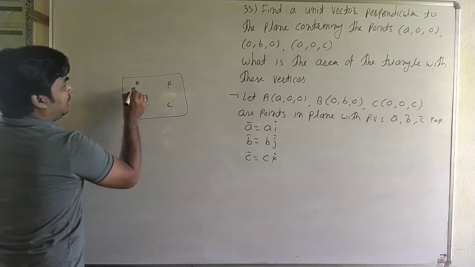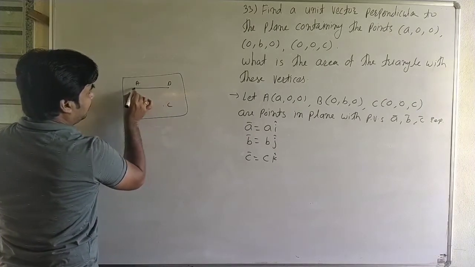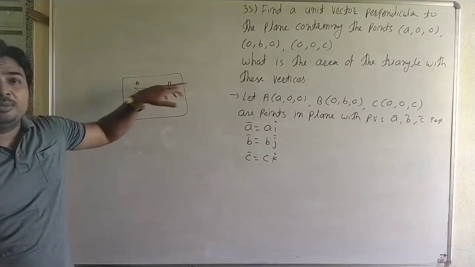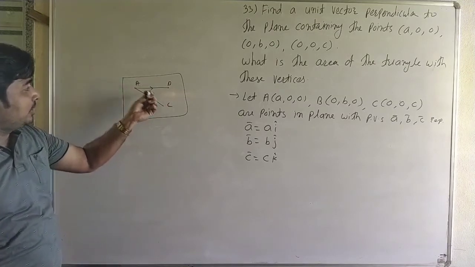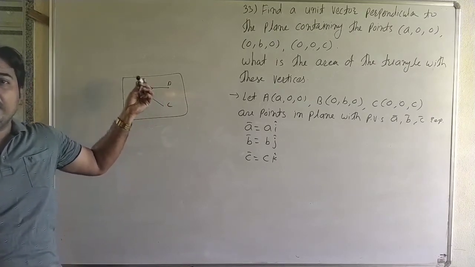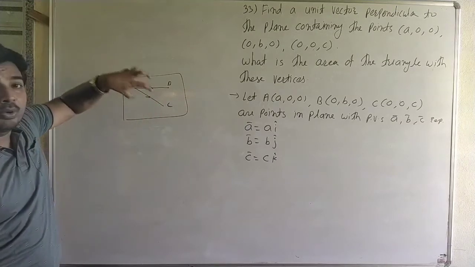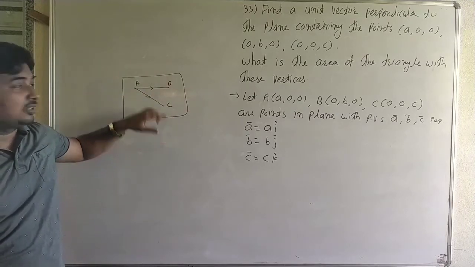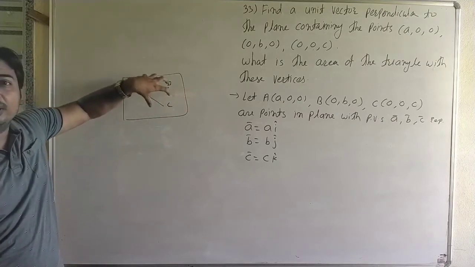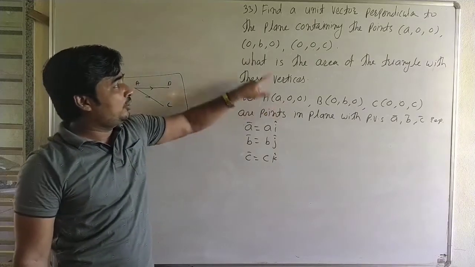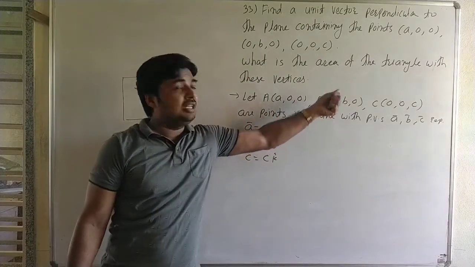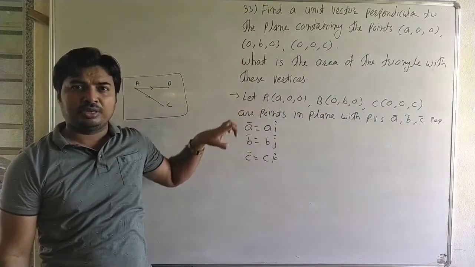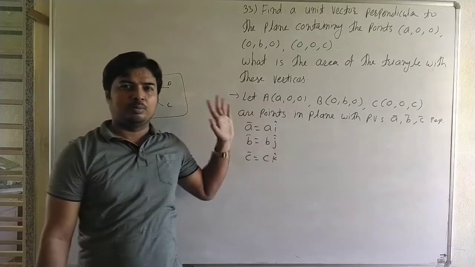So we find the vector perpendicular to the plane of vectors AB and AC. Here we find the vector which is perpendicular to AB and AC, and that means the vector perpendicular to the plane of AB and AC is AB cross AC. The cross product of these two vectors is perpendicular to the plane. First find the vector and then find the unit vector. Okay, first we find the perpendicular vector and then the perpendicular unit vector.